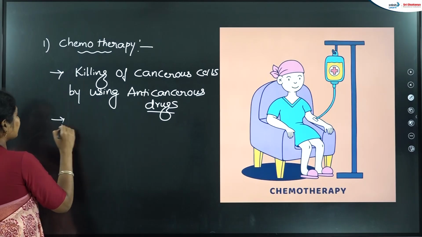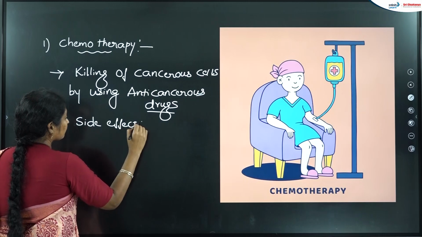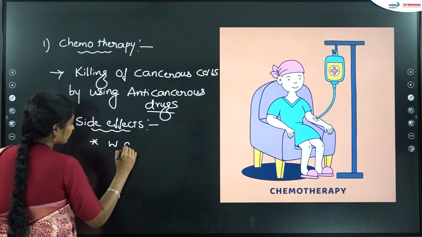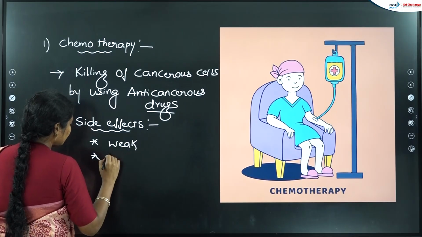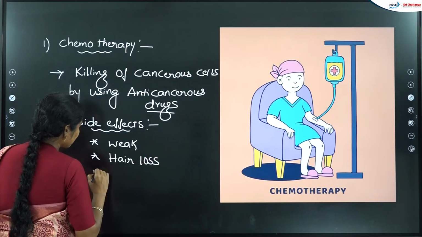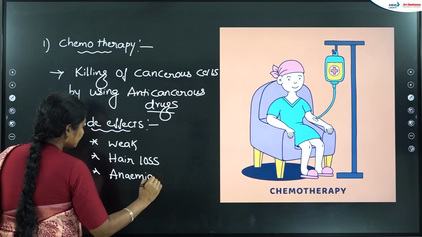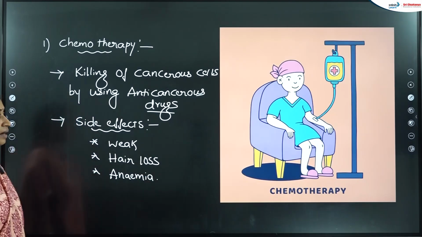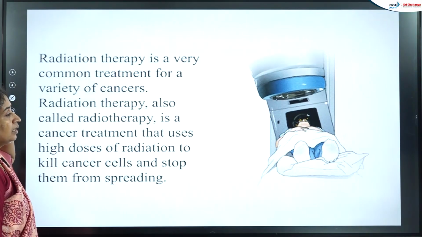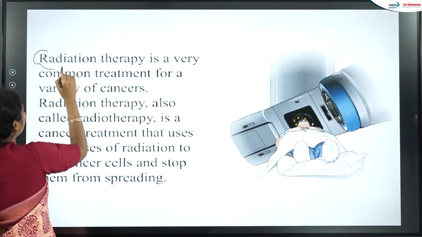But here some side effects are there. Side effects of this therapy are that generally the patient will become weak, faces hair loss, and also suffers from anemia. So these are the side effects to the patients undergoing chemotherapy. Next one is radiation therapy, also known as radiotherapy.